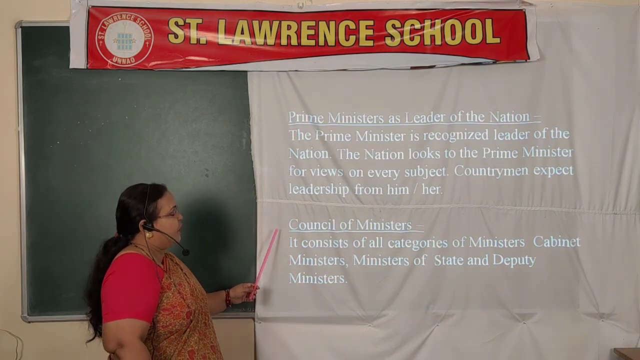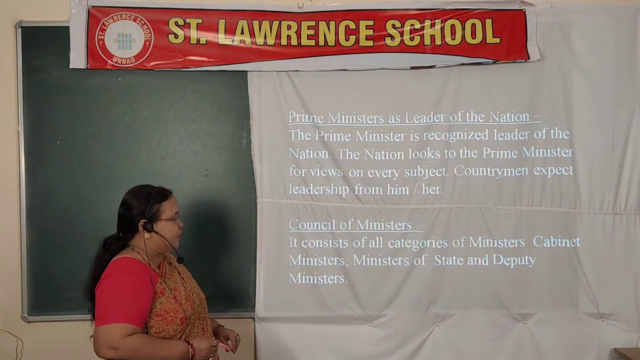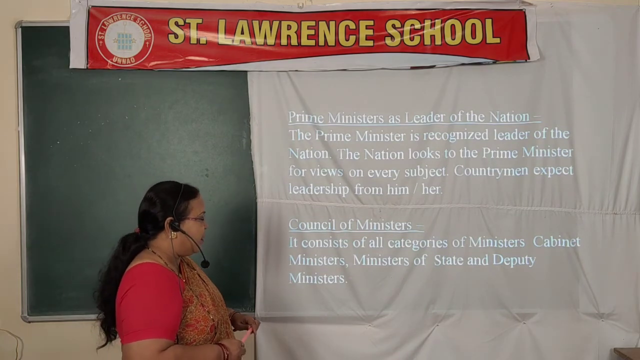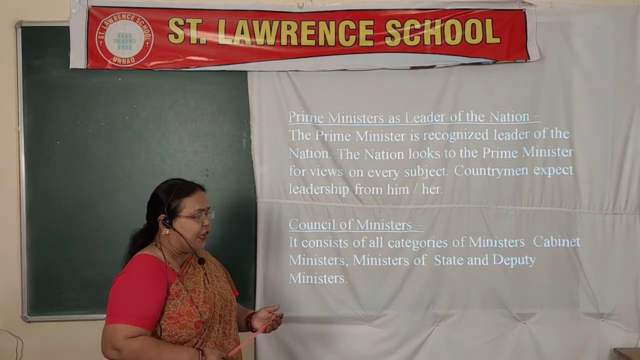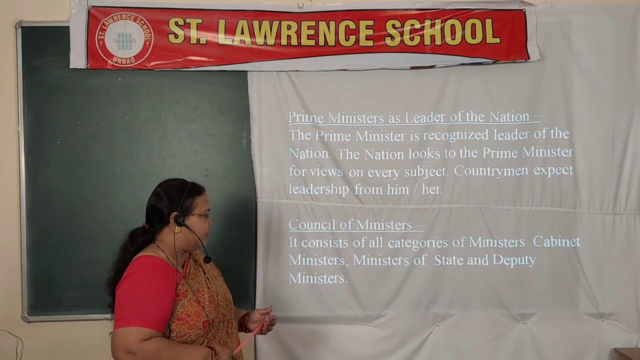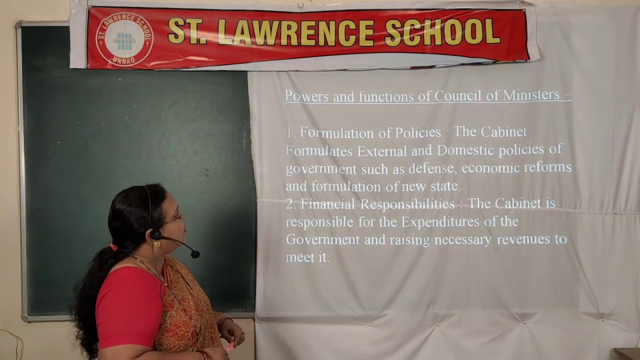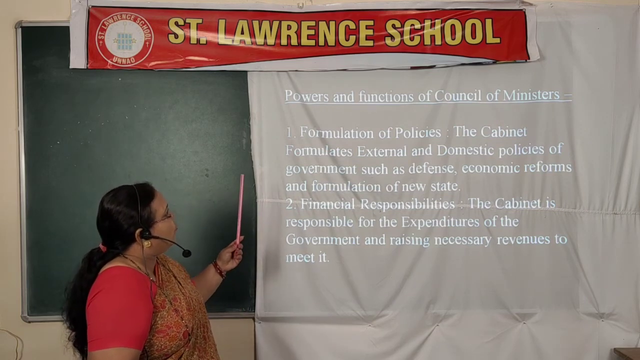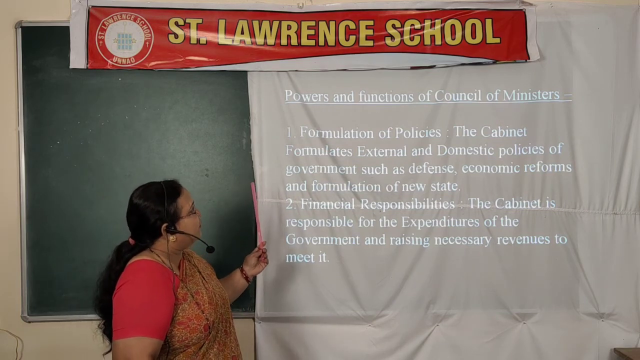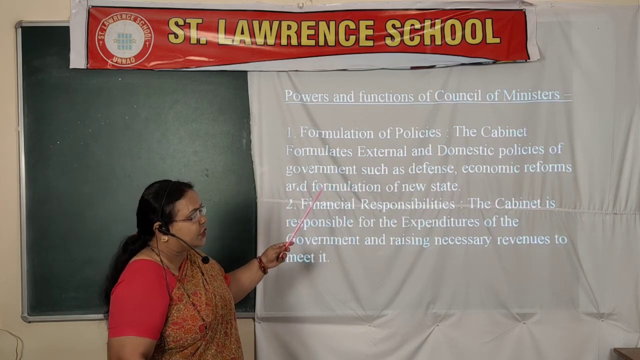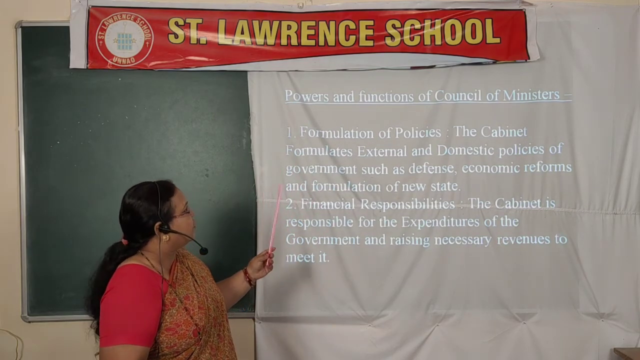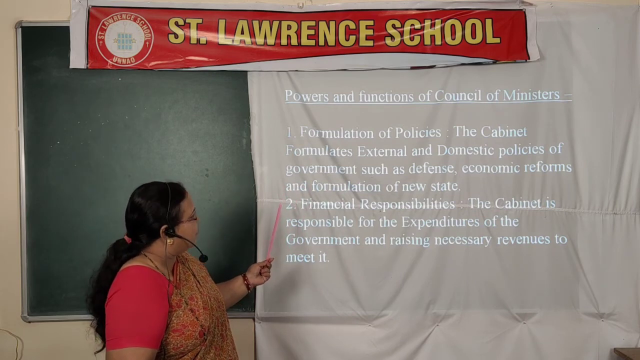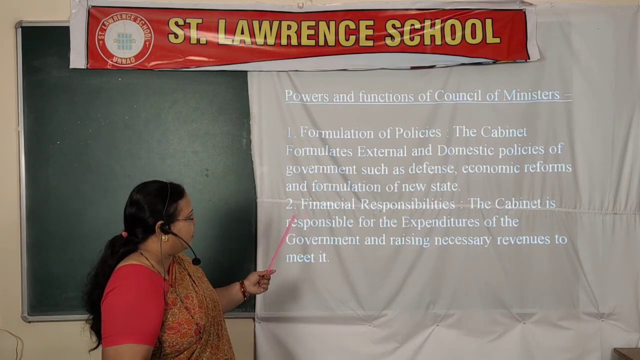Now we are going to study about the Council of Ministers. It consists of all categories of ministers: cabinet ministers, ministers of state, and deputy ministers. Powers and functions of the Council of Ministers. We will see here formulation of policies. The cabinet formulates external and domestic policies of government such as defense, economic reforms, and formation of new states.